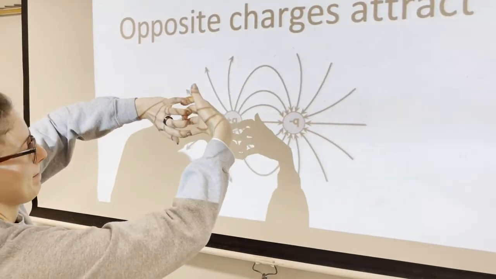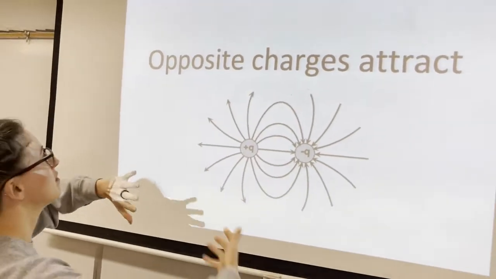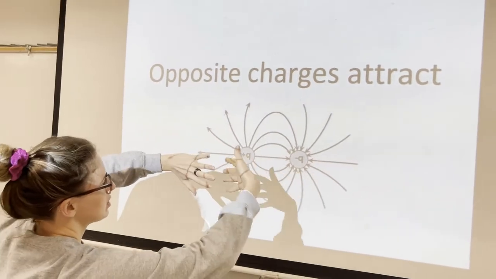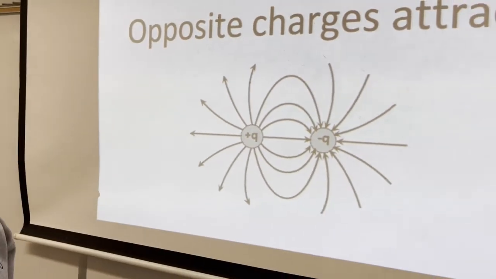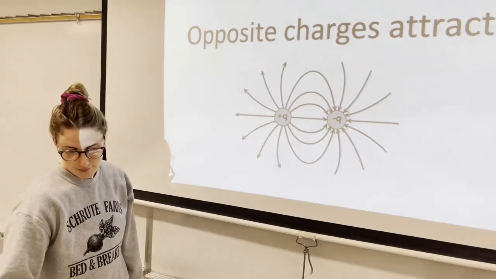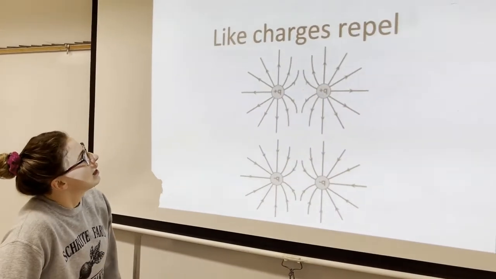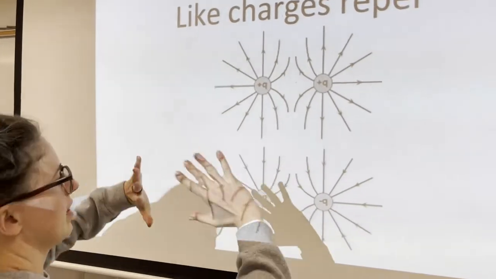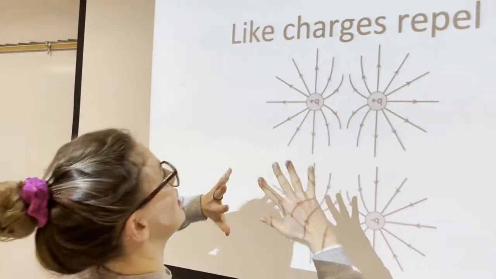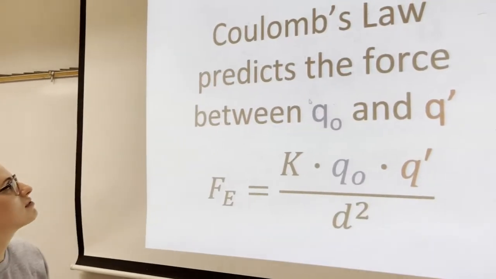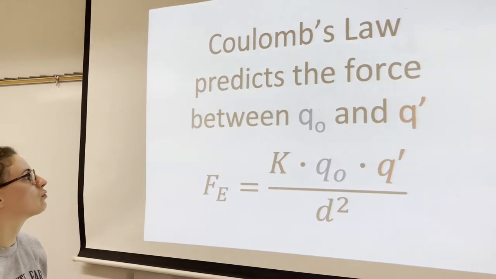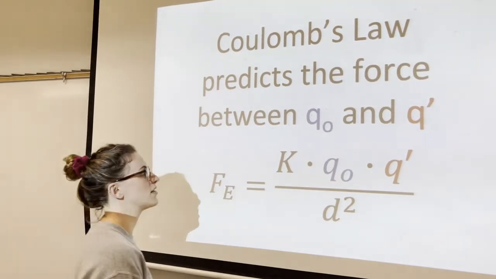It's the fields that are interacting, and you see it's kind of like their hands are reaching over and the fingers are pulling each other toward, like the charges aren't touching each other. That force is exerted by the field that's around them. And then like charges repel, right? So their fields are like, ugh. You're so repulsive, get away from me. Okay, Coulomb's law predicts the force between the originating charge and the test charge.